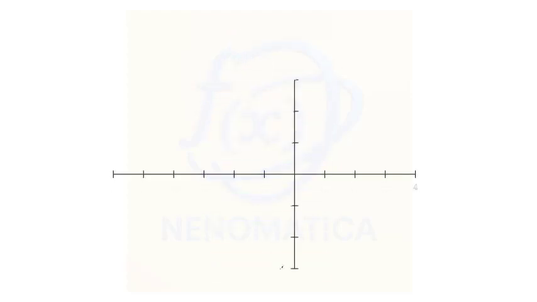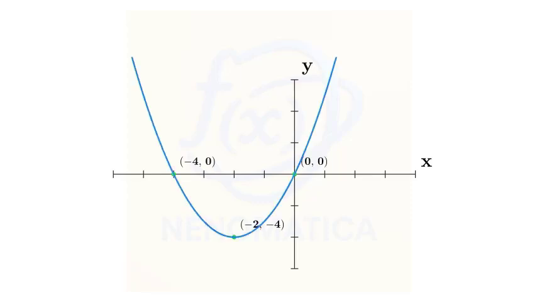Now we place the points (-4, 0), (-2, -4), and (0, 0). Next, we sketch the parabola using the vertex form. This lowest point is the vertex at (-2, -4), because the coefficient of x squared is positive. The vertical axis of symmetry is x equals -2. Finally, notice the x-intercepts at -4 and at 0.